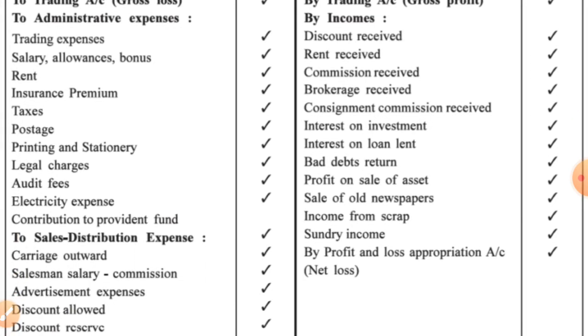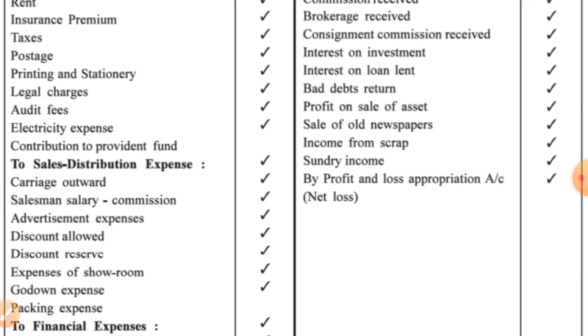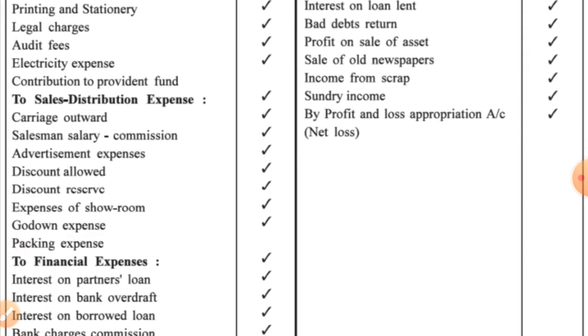Then afterwards, sales and distribution expense, that is carriage outward. I had already discussed that carriage inward will be recorded on the debit side of the trading account, and carriage outward will be recorded on the debit side of the P&L account. Then afterwards, salary, commission, advertisement expense, discount allowed is an expense and discount received is an income. Discount reserve: just as we create bad debt reserve, in the same way we have to create discount reserve also. Then expense of showroom, godown expense, packing expense, these are simple terminologies. The word itself clarifies which kind of expenses they are.